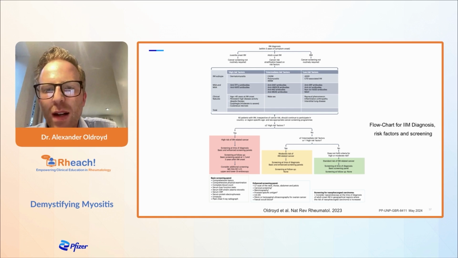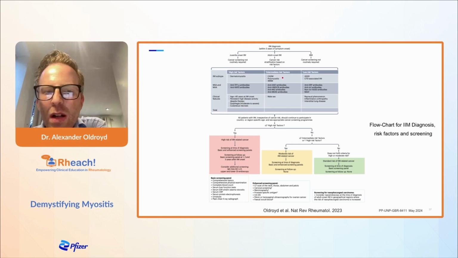So we can then identify some cancer risk factors based on IIM subtype, the MSAs, and the clinical features as well. In each column we have high risk factors, intermediate risk factors, and low risk factors. I'm just going to pick out some of these. So dermatomyositis, that's a high risk subtype. TIF1, NXP2, they're high risk autoantibodies. And clinical features that are high risk: onset over the age of 40, persistent high disease activity, dysphagia, interestingly, and cutaneous necrosis.